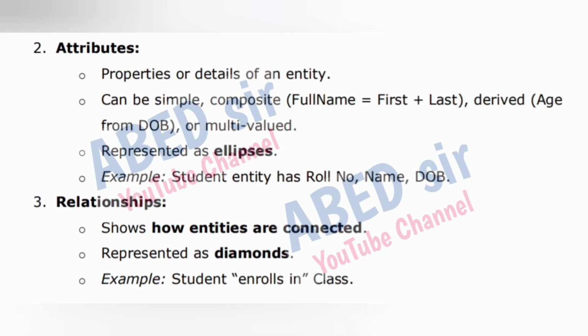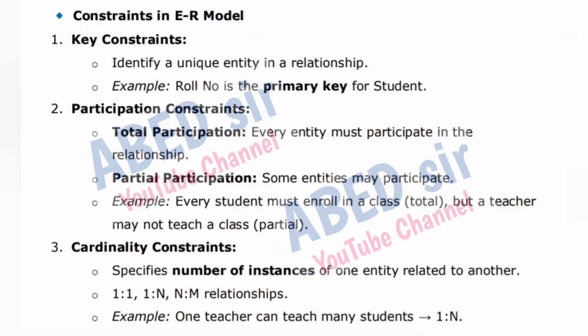2. Attributes. Properties or details of an entity. Can be simple, composite, full name is equal to first plus last, derived, age from DOB, or multivalued. Represented as ellipses. Example, student entity has roll no, name, DOB. 3. Relationships. Shows how entities are connected. Represented as diamonds. Example, student enrolls in class.